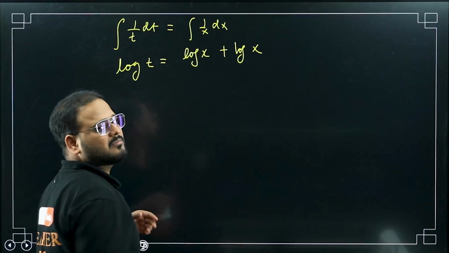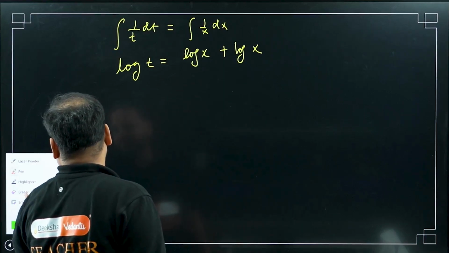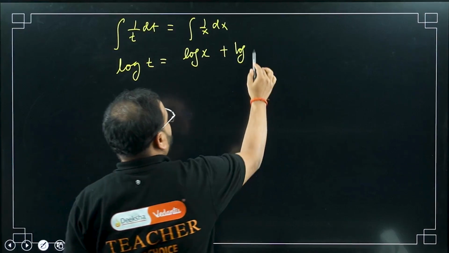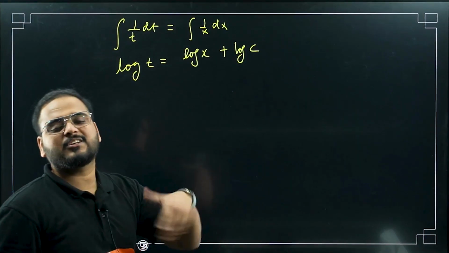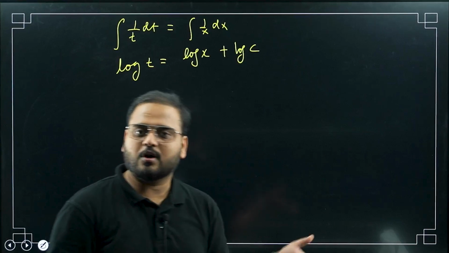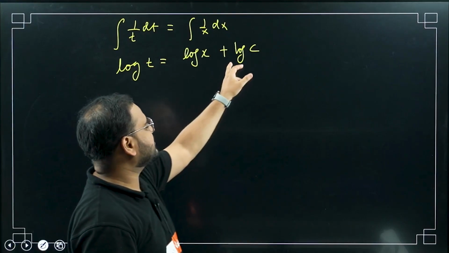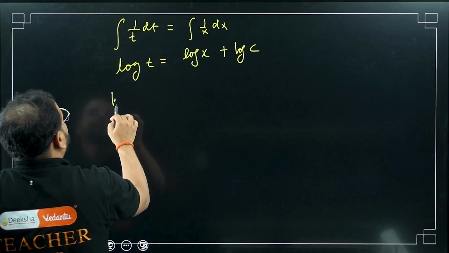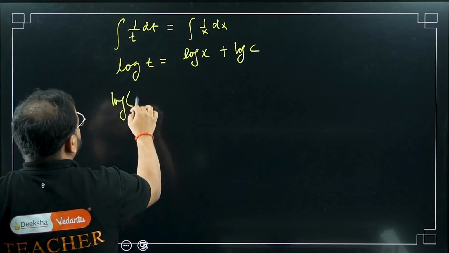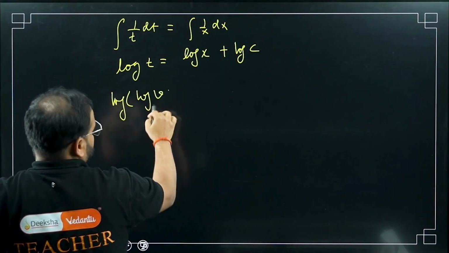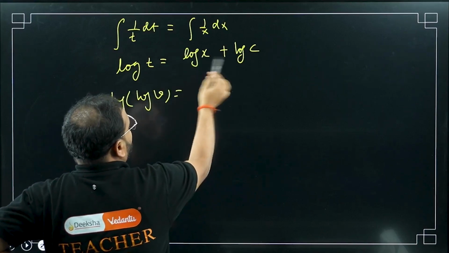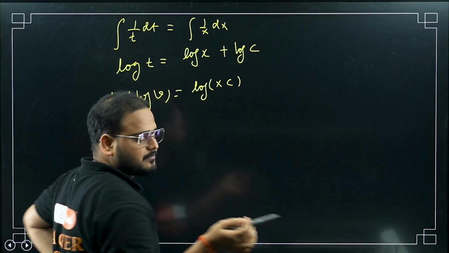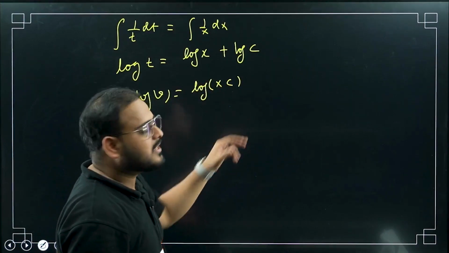I can take the operations. For that reason, it is not x, it is c. The constant part, I'm taking the constant also as a log. Log of a constant number is a constant. So I'm taking something like log c, no problem. Put the t value back. Log of v equals log a plus log b. So log ab, so xc. Correct? Log ab, so xc.